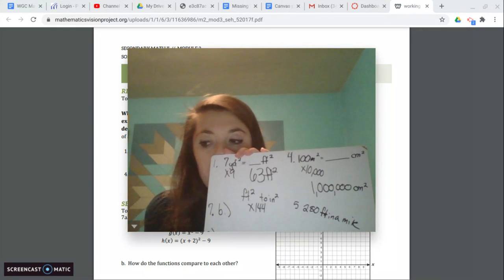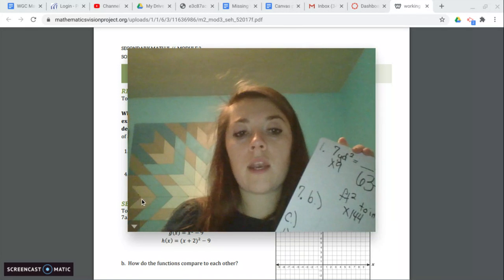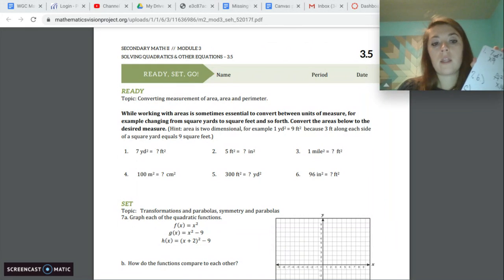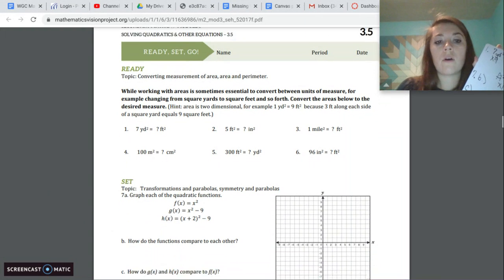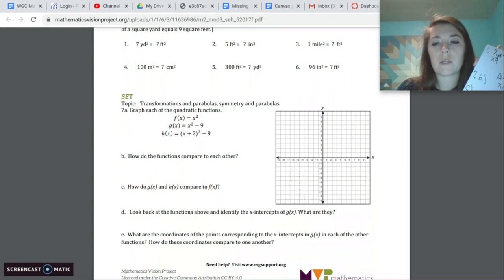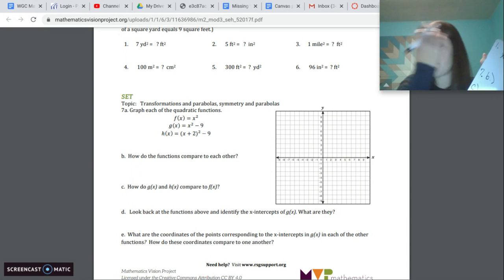Okay? Alrighty. So the next thing we're looking at here, number 7. So for some reason, this document doesn't want to let me write on it. So I have a rough sketch of what these 3 equations look like graphed out. But I'll talk you through how we're going to do them.